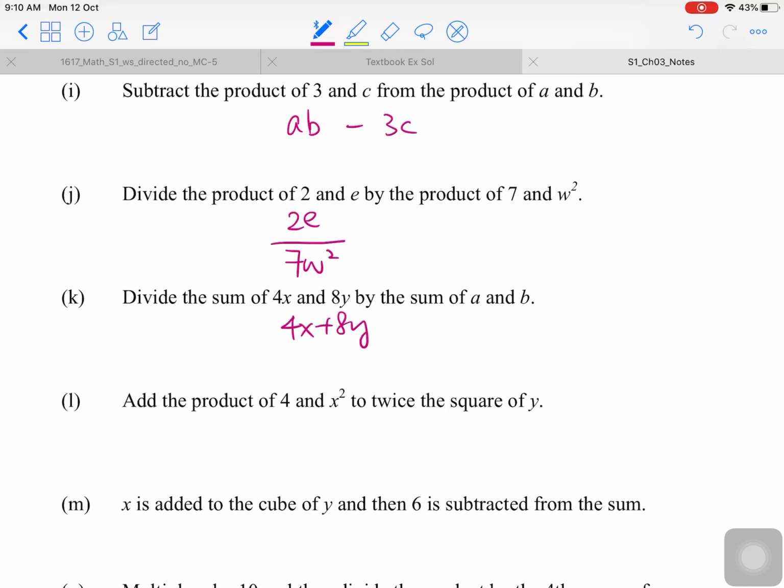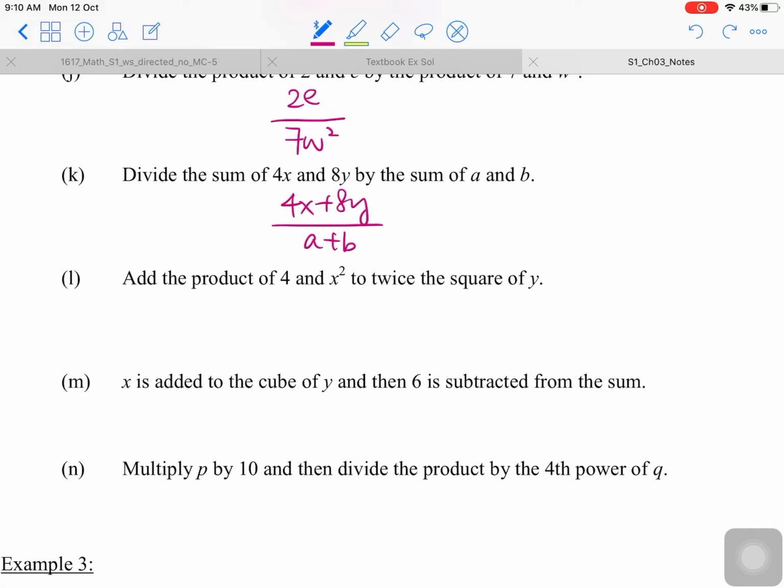Okay, K. Divide the sum of 4x and 8y by the sum of a and b. So actually you need to add the bracket. The sum you need to calculate first, but in fraction you can ignore the bracket.